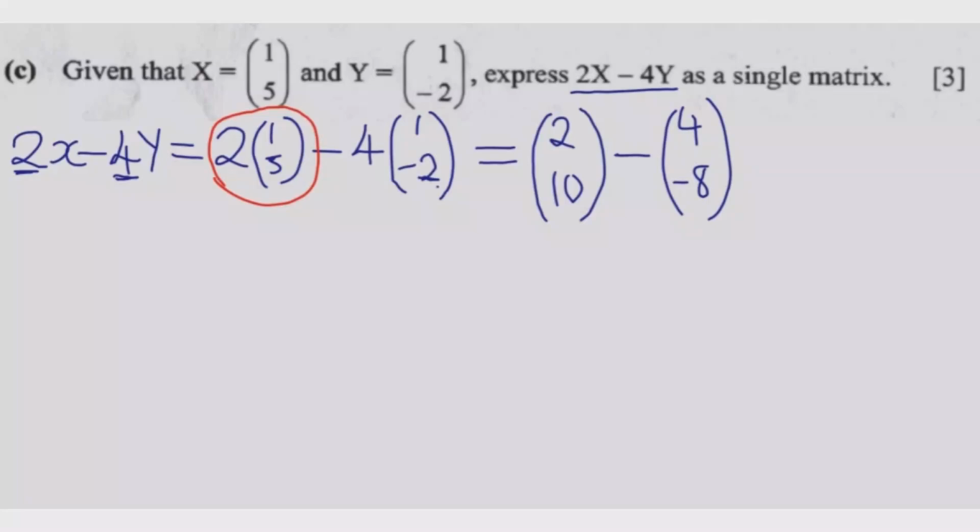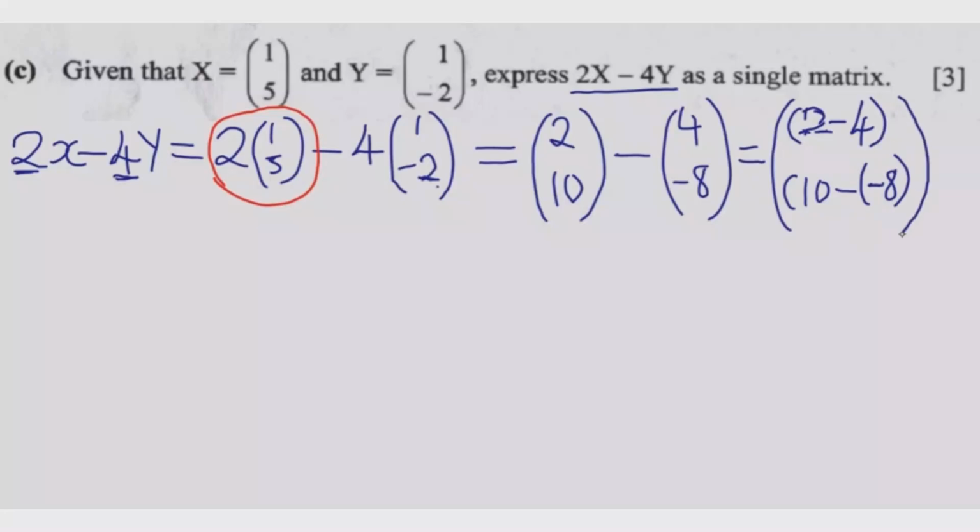So to find the difference, remember we are told to come up with a single matrix. That means we're going to say equal to, then we come up with a bigger matrix. Then we say 2 minus 4. We are going to have something like a small bracket inside: 2 minus 4, close bracket. Then again down here I've got open bracket 10 minus negative 8, close bracket. Then we close the entire matrix like that.